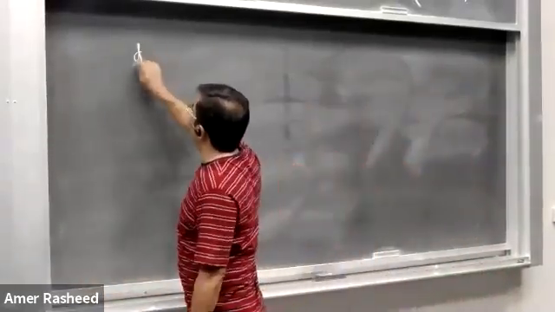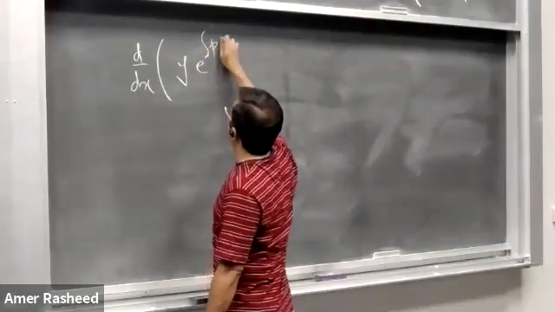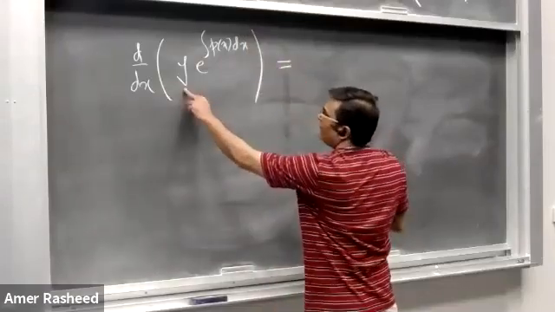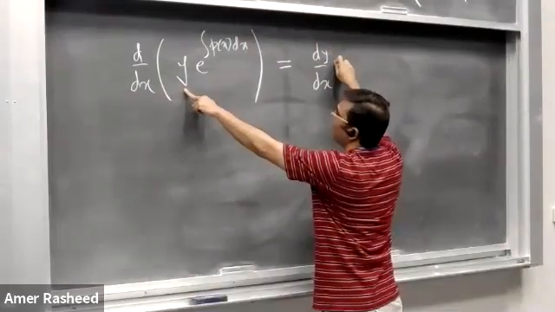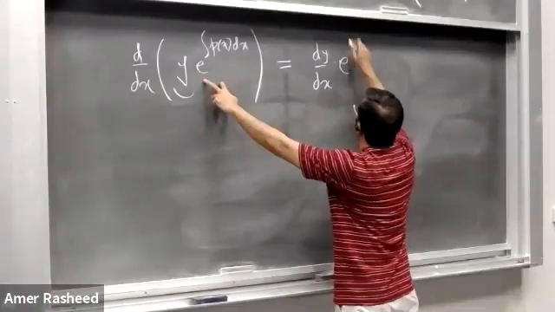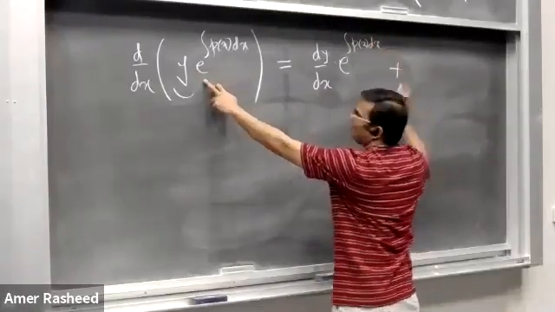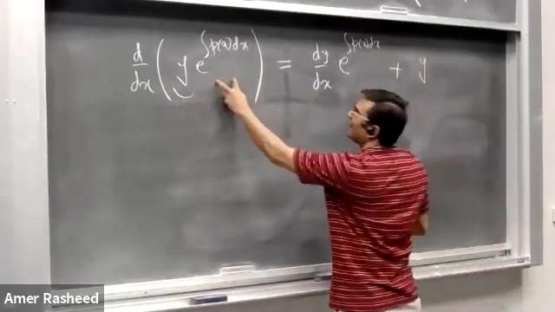So what was the term? dy by dx times y times the integral of this function. If we apply the derivative on y, what do we get? dy by dx, the derivative of the first function. The second function would remain the same, e raised to the power integral p of x dx. Now plus the first function as it is, we apply the derivative on the second function.